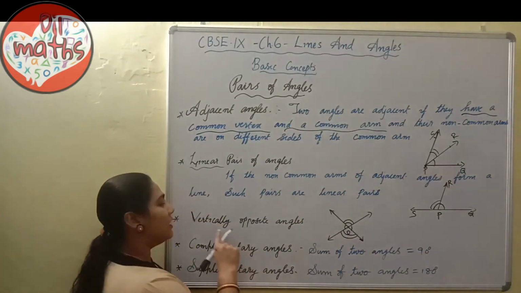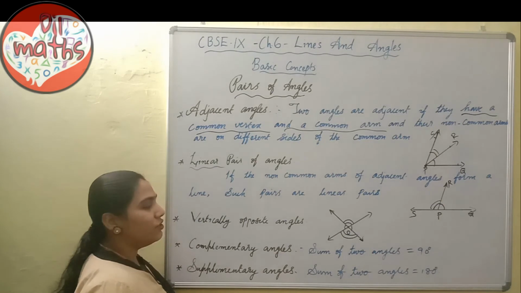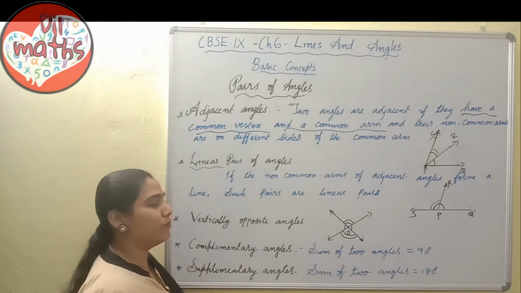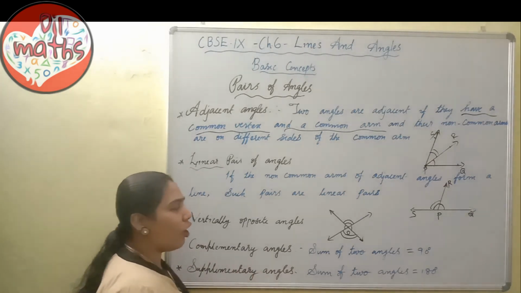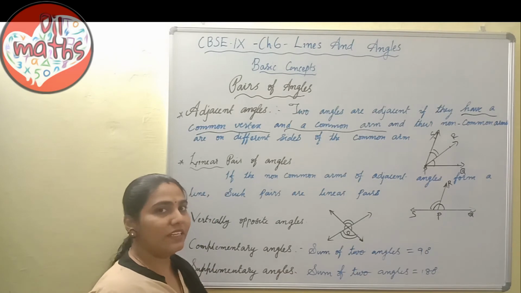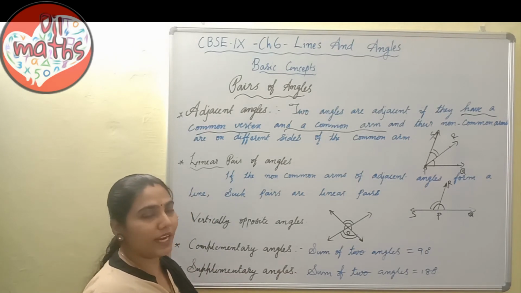Okay. Next one is vertically opposite angles. They lie opposite each other, isn't it? That's why they are called vertically opposite. How will we get vertically opposite angles? If two lines intersect each other, then we will get vertically opposite angles.